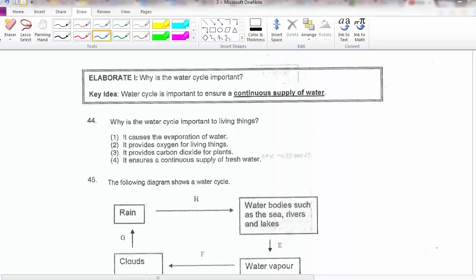Okay, so question 44, why is the water cycle important to living things? So why is it important? So basically, very obviously, water cycle provides or ensures a continuous supply of fresh water, for the simple reason that during evaporation only water is evaporated and not mud, salt or any other bacteria or everything else. Okay, so the fact that there is water cycle, we get fresh water all the time.